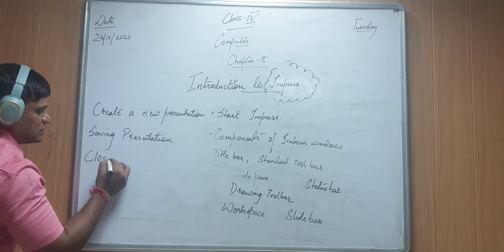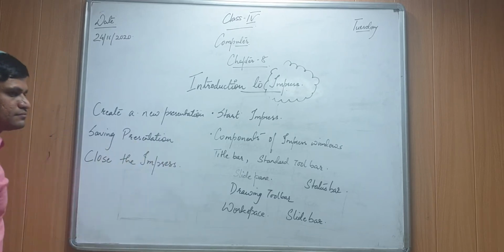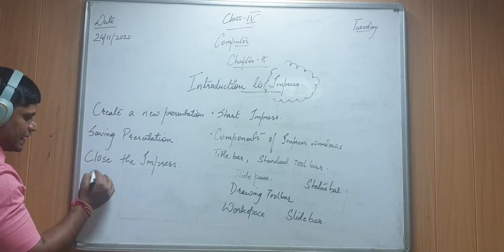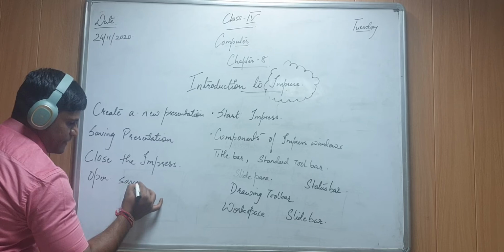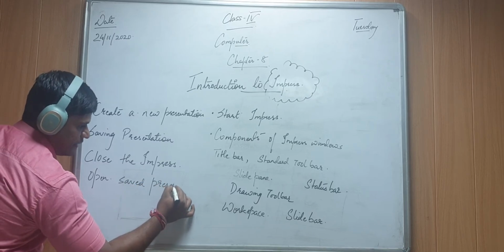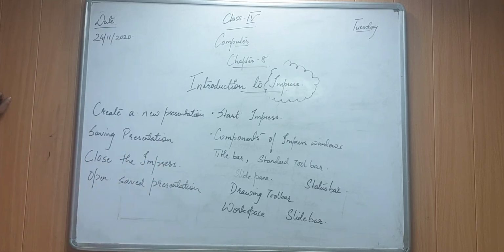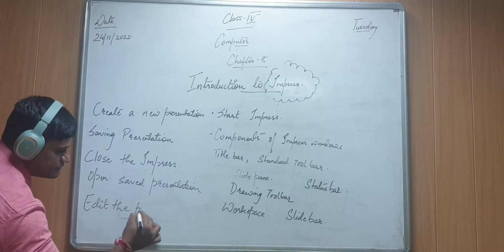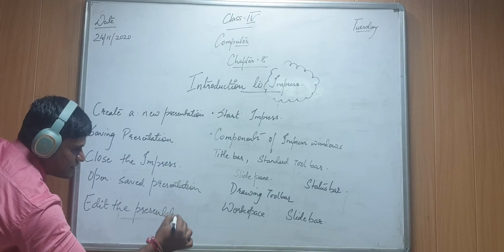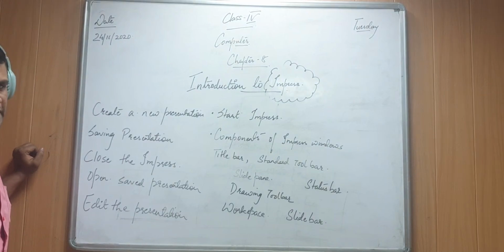How we can close the Impress program. How we can open a previously saved presentation which we have saved earlier, how we can recall it or open it. Once we have opened it, how we can edit the presentation. These are all small topics, just divided into different categories, or you can say different headlines.